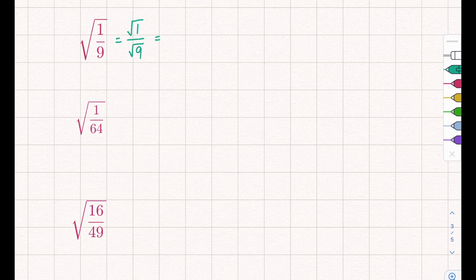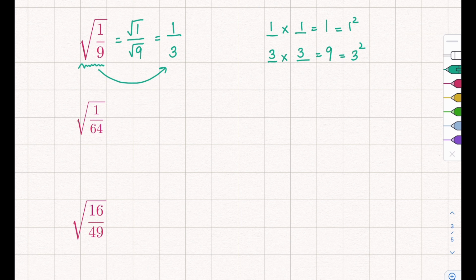What is the square root of 1? Meaning, what times what gives me 1? We know that the answer is 1, because 1 squared equals 1. Therefore, the square root of 1 is equal to 1. For the bottom part, where it has the square root of 9, what times what gives us 9? And the answer is 3. So 3 squared gives me 9, and therefore the square root of 9 is equal to 3. This means that the square root of 1 over 9 is equal to 1 over 3.